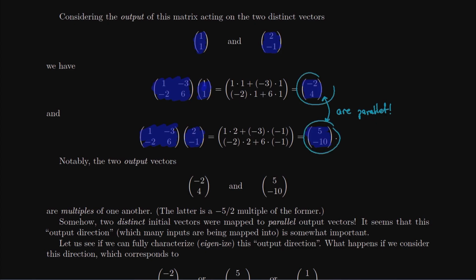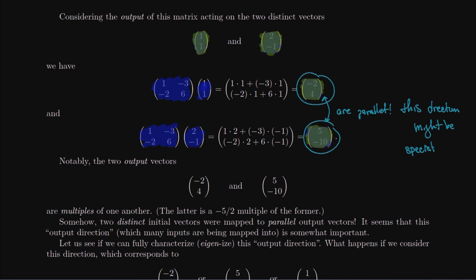That's not too terribly special about these outputs, but it does mean that it's starting to seem like this direction might be special, right? Because we started out with 2 distinct vectors, 1, 1 and 2, negative 1. The matrix took those vectors and it mapped them to parallel vectors.